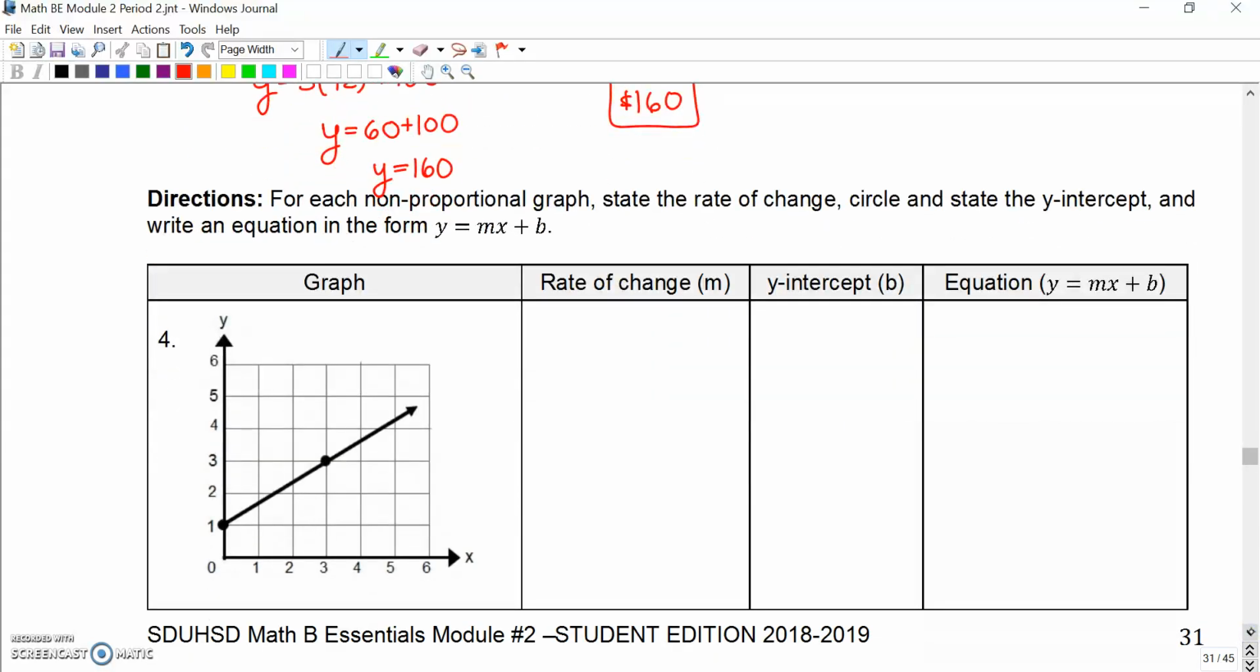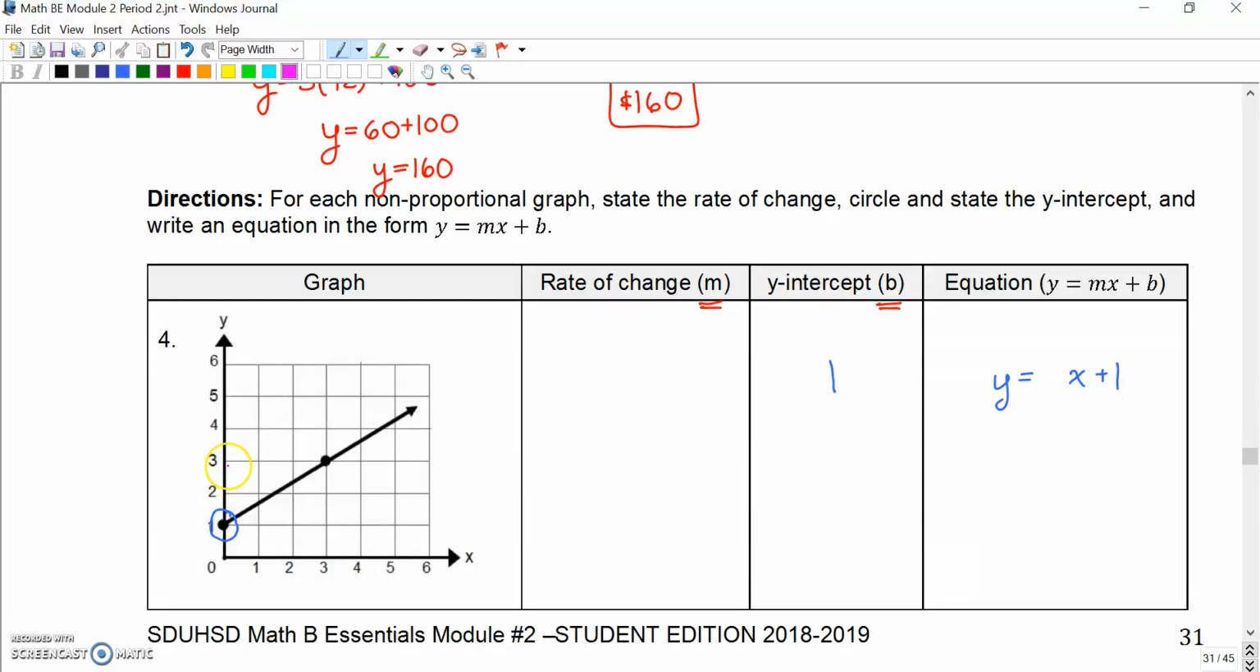Directions for each non-proportional graph: state the rate of change. That's my M. Circle and state the y-intercept. That's B, and write the equation. I like to start with B, which is the easiest thing to find. My y-intercept or starting amount is 1. So I know currently my equation is y equals something x plus 1.